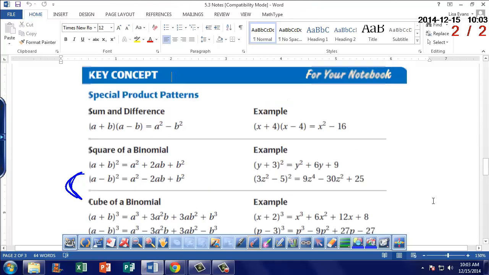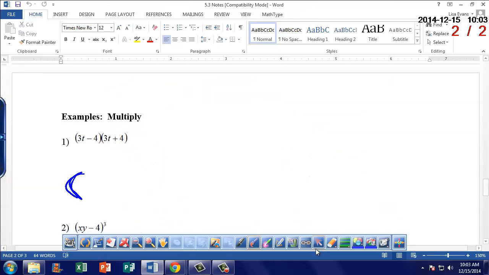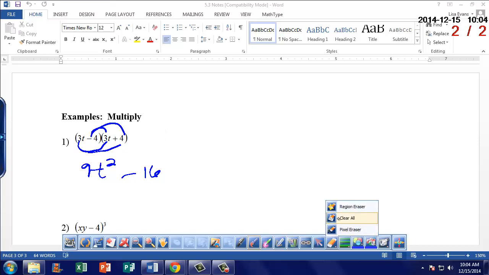Okay. So let's go ahead and do the first one. This one, I would just FOIL it out. If you want to recognize a pattern, you can, but I can see that because they're the same polynomials with opposite signs, my middle terms are going to cancel out. So I'm going to do 3t times 3t is 9t squared. If I were to multiply this, I would get positive 12t. Then I would get negative 12t, which cancels. So negative 4 times positive 4 is negative 16. Done.